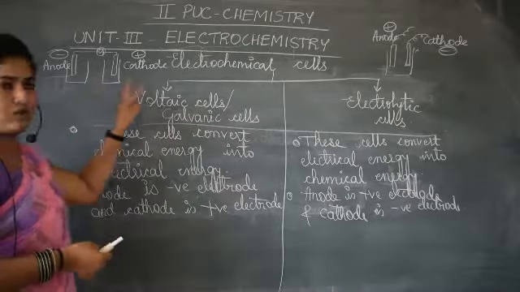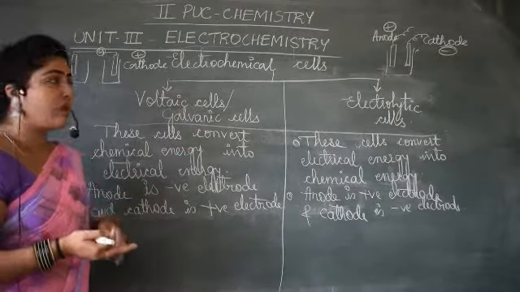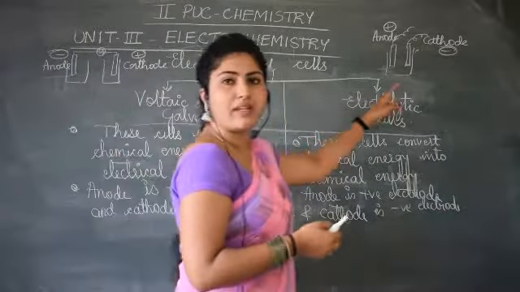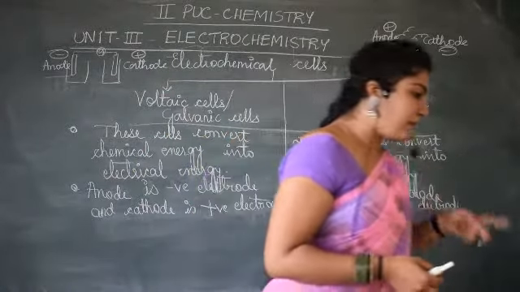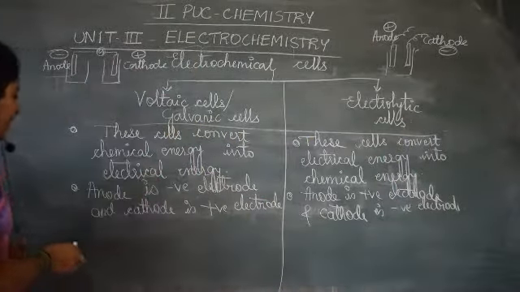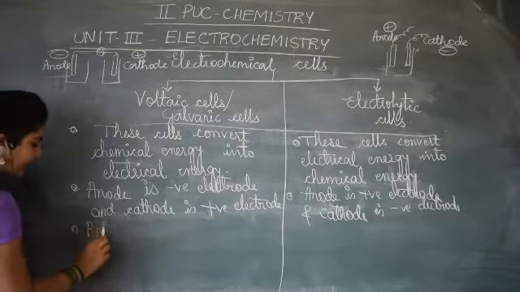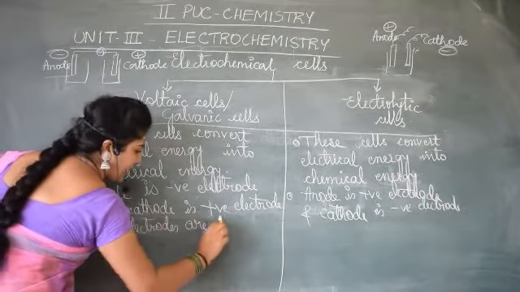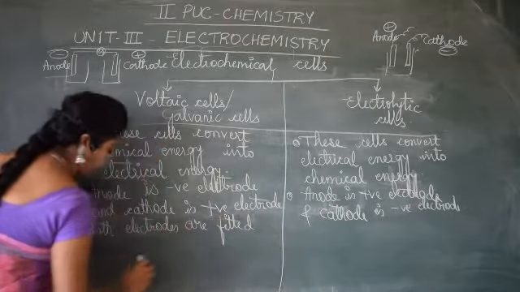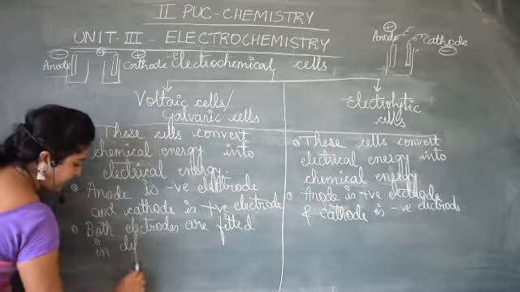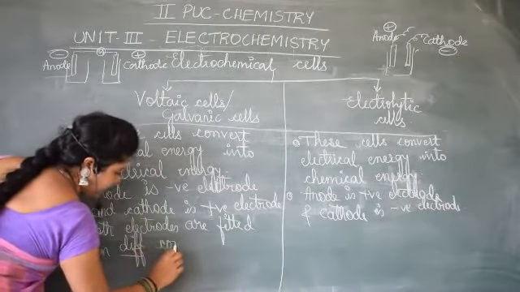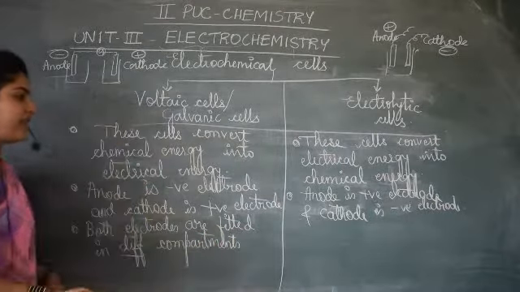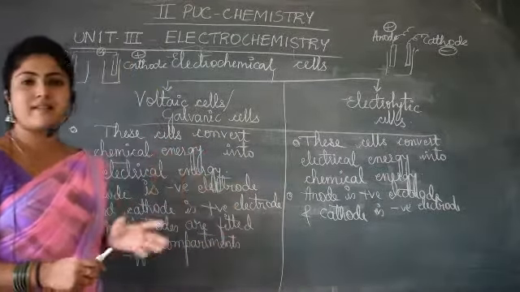Here, both the electrodes, the anode and the cathode, are fitted in different compartments, whereas here both the electrodes are fitted in the same compartment. That is again a major difference you see.